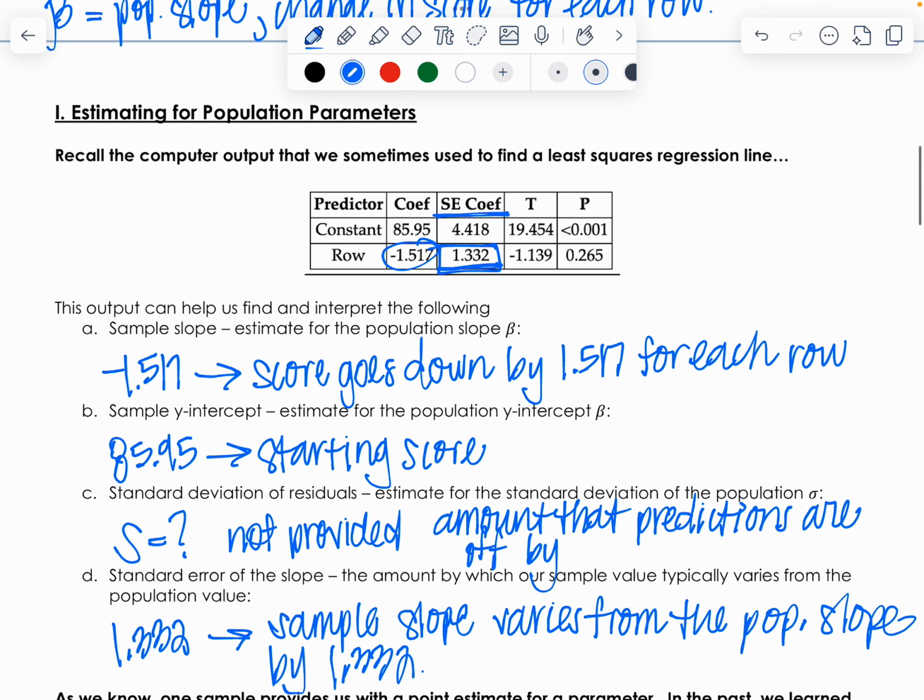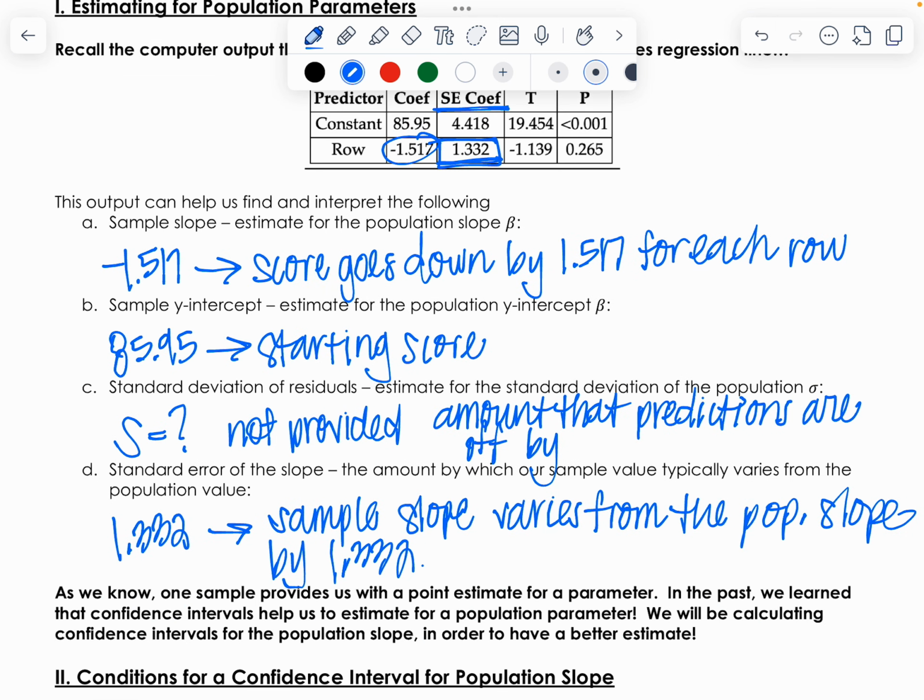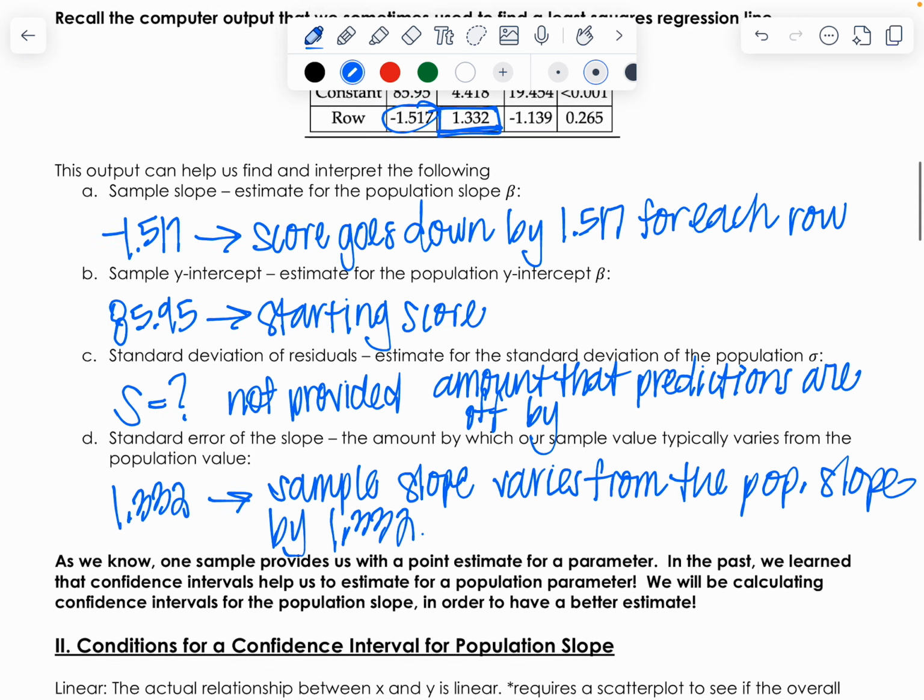Now that tells us no matter what, this population slope is going to be negative, right? Because if we even added 1.332 to our negative 1.517, we would still be in the negative. So that sort of gives us evidence that no matter what, the further back you sit, the lower your score will get. What changes is how much lower your score is going to get.